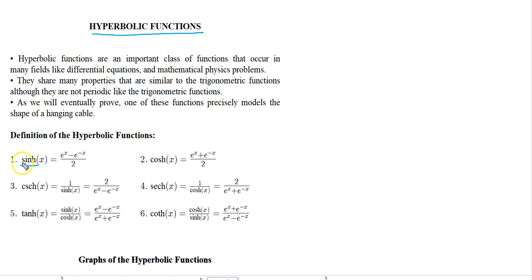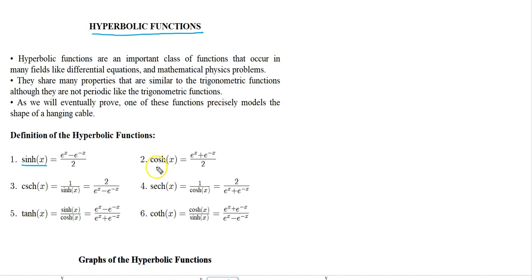Notice we take the notation for the sine function, sin, and we just put an h on the end of it to indicate that we're dealing with the hyperbolic sine function. So this is denoted as sinh of x, and it's equal to e to the x minus e to the negative x, divided by 2. So we define it using the exponential function e to the x.